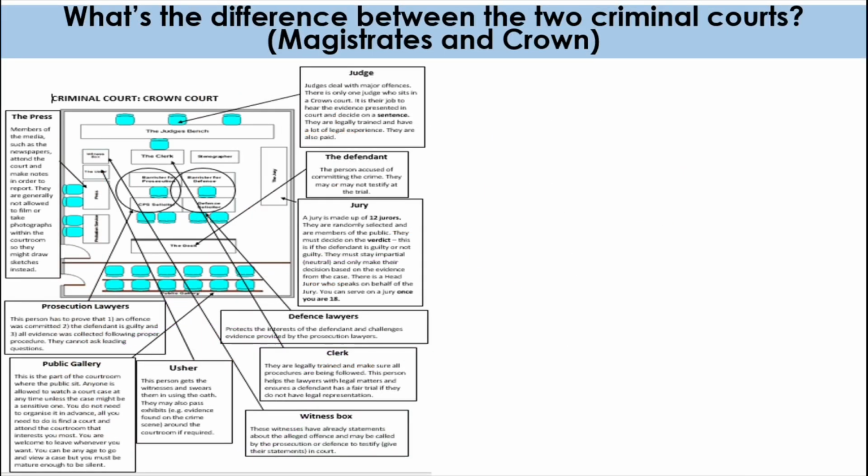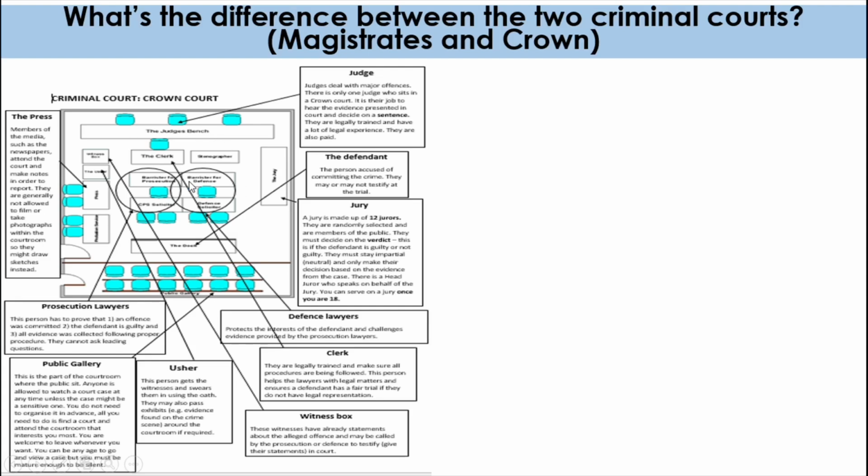We're now going to look at the 2 criminal courts, the Magistrates and the Crown Court, and we're going to compare the differences and similarities between the 2. This here is the Crown Court, and this is the layout of the Crown Court. The first thing you need to know about the Crown Court is that more serious crimes go to the Crown Court.